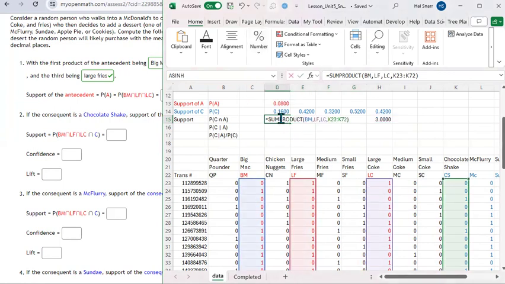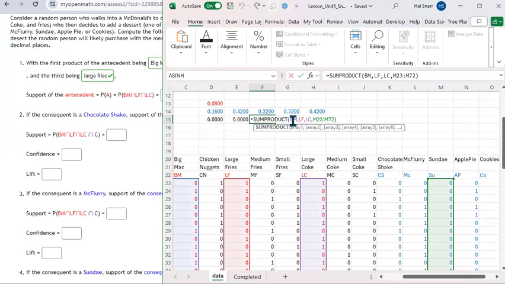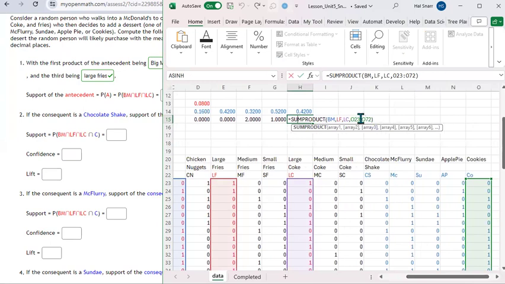Okay, so there were 0 transactions where there was a Big Mac meal purchased and a chocolate shake. There were 0 transactions where the Big Mac meal was purchased and a McFlurry was purchased. This part here is the Big Mac meal, right? And this is the dessert. There were 2 transactions involving a Big Mac meal and a dessert, namely sundae. And then there was 1 transaction that involved the Big Mac meal and an apple pie, this being the dessert. There were 3 transactions with a Big Mac and the dessert being cookies.